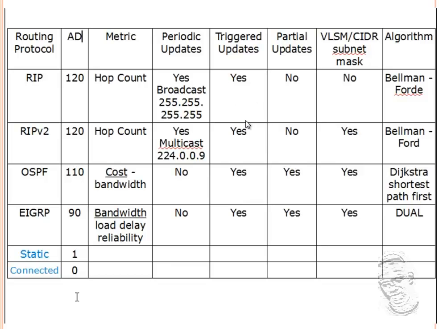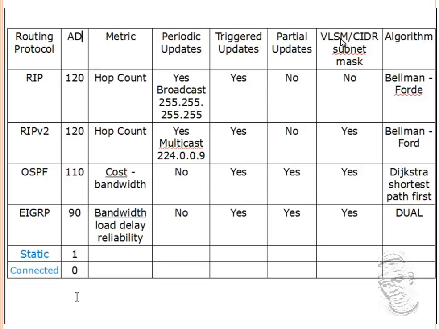In this case, for RIP version 1, OSPF of course is link state. It will send out triggered updates, but these triggered updates will be partial updates. For example, if a link goes down, it will send out only that particular information that is needed, that this link A has gone down and so on. With RIP version 1 or 2, it doesn't do that. It will keep on sending out its entire routing table.